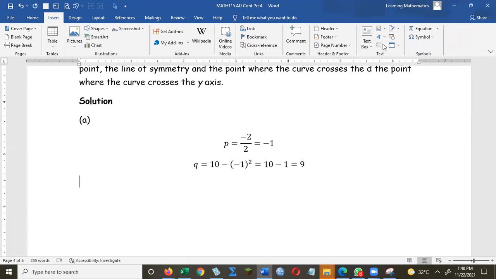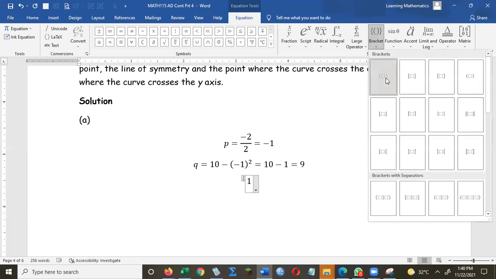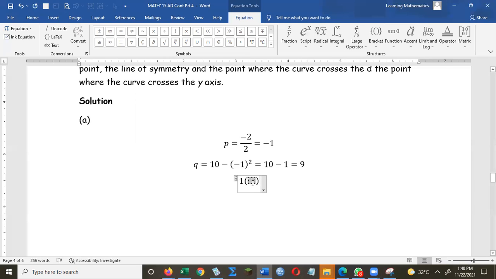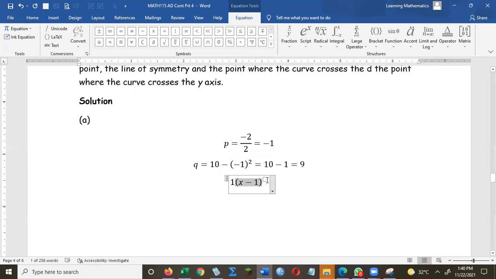Once you have p and q, you can write your completed square. It comes with an x, and because p is minus 1, you put minus 1. The square comes outside. And what did we get for q? 9. So here it is.